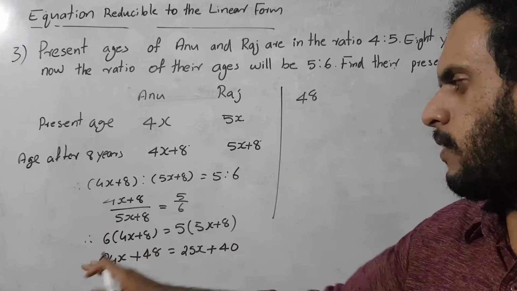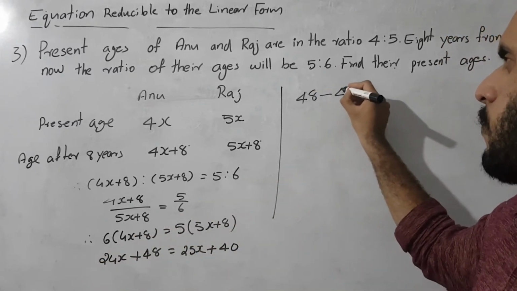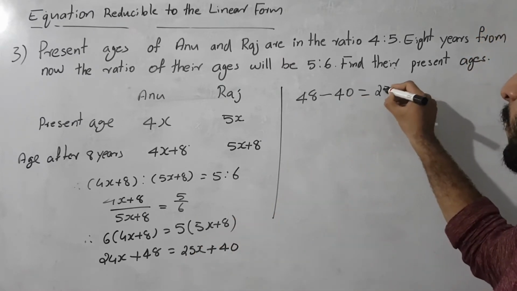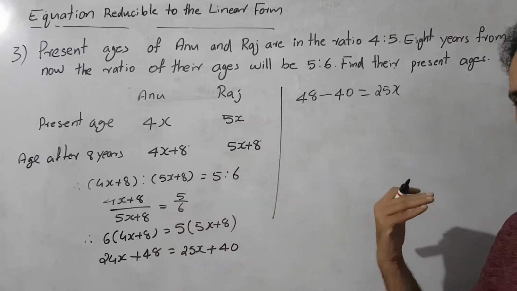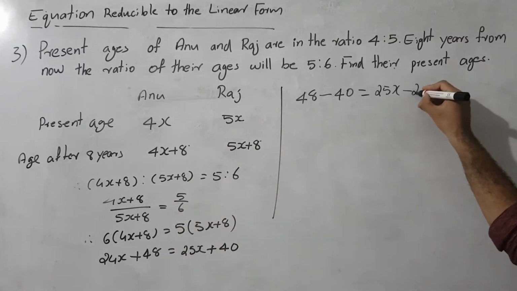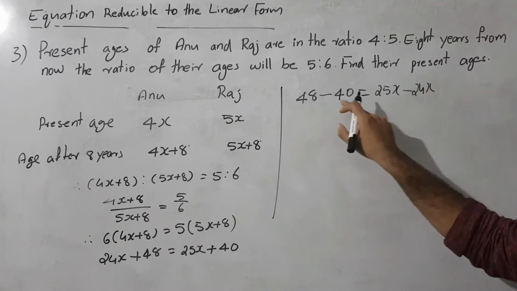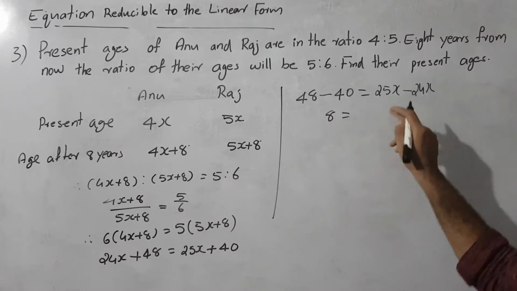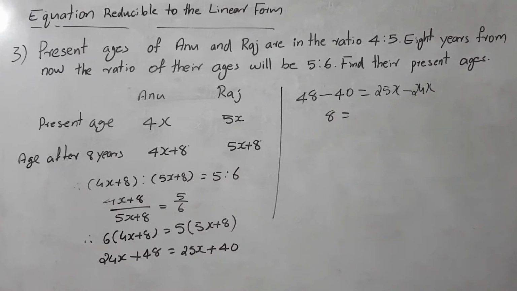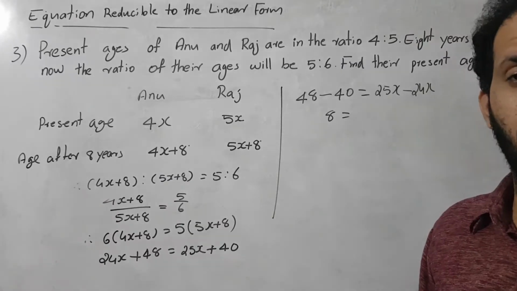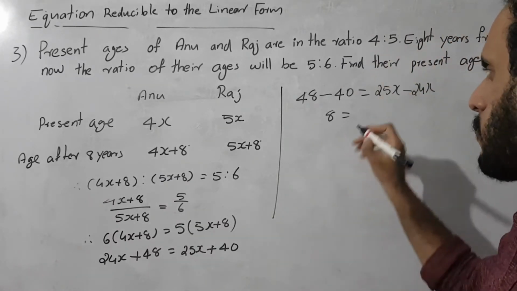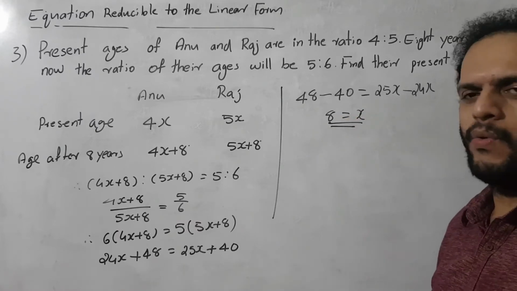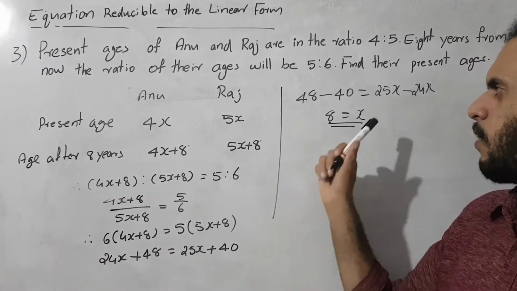Then we transpose 40 to that side. What is the change? Minus 40 is equal to, what is remaining here? 25x. Then what is transposed from there? 24x, that is minus 24x. 48 minus 40, what is 48 minus 40? That is equal to 8. Then 25x minus 24x is equal to 1x, and 1x is the same as x. Then what is the value of x? The value of x is equal to 8. Correct?